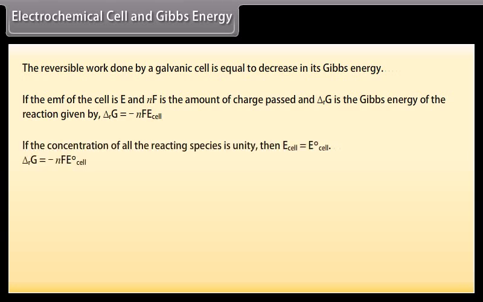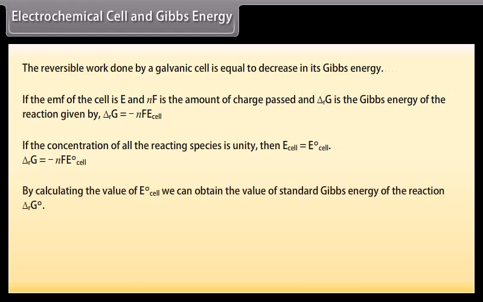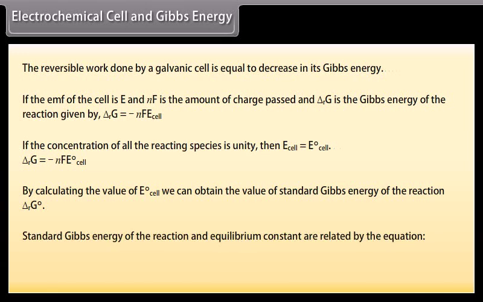If the concentration of all the reacting species is unity, then E cell is equal to E naught cell. ΔrG = -nFE° cell. By calculating the value of E° cell, we can obtain the value of the standard Gibbs energy of the reaction, ΔrG°. The standard Gibbs energy of the reaction and the equilibrium constant are related by the equation ΔrG° = -RT ln K.